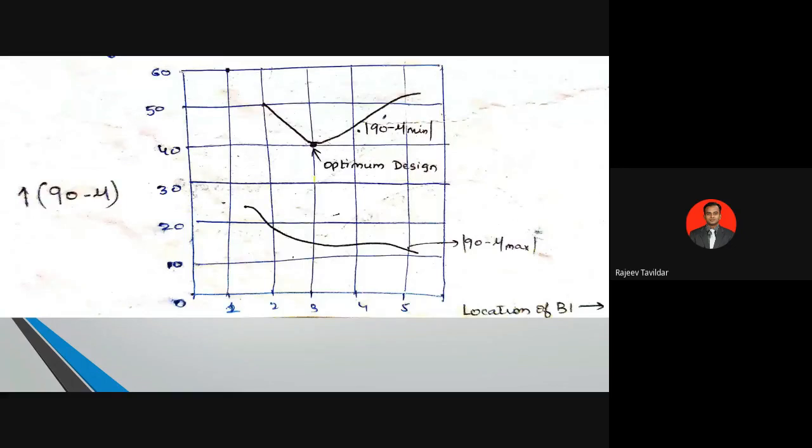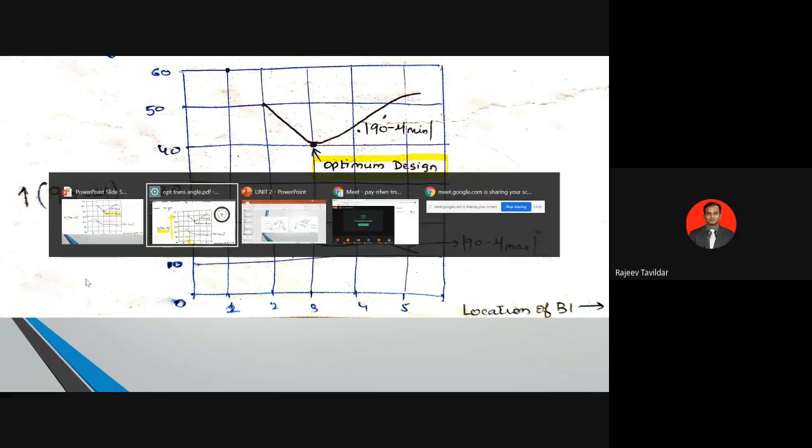But I'm not focusing my teaching on how these curves are supposed to look. The focus of this particular class is only to understand the procedure of getting the optimum transmission angle, that is mu. So with this step we can get the optimum design here as shown in the graph. This is only the procedure for your syllabus point of view. We are not solving any numericals on this.